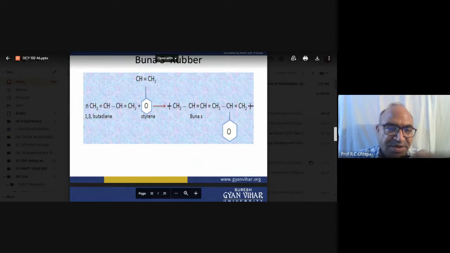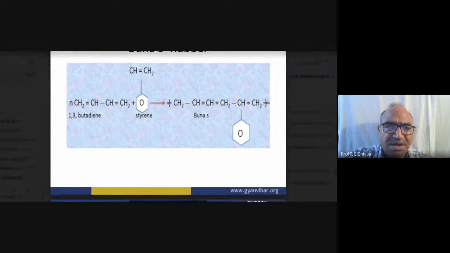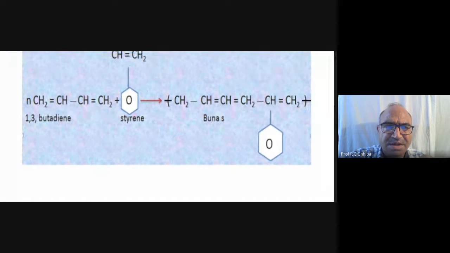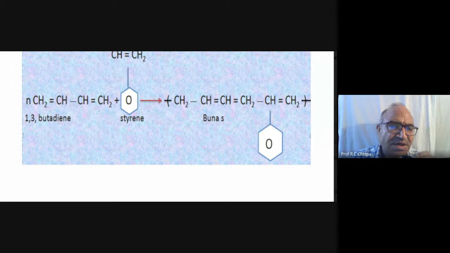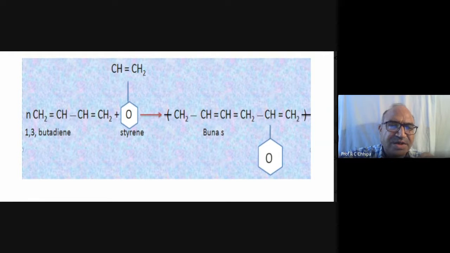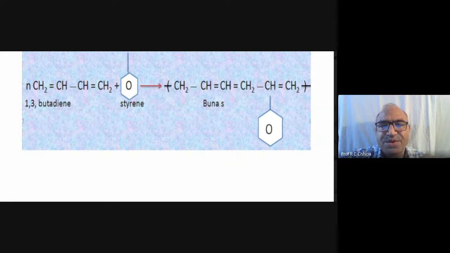Here we can see the structure. 1,3-butadiene has two double bonds, with delocalization of electrons, and styrene is a part of ethylene in which one hydrogen is substituted by the phenyl group. So that is benzene and vinyl. Vinyl benzene is another name for it, which is also relevant. So we get this type of Buna S rubber.